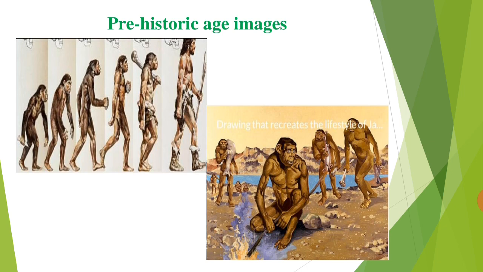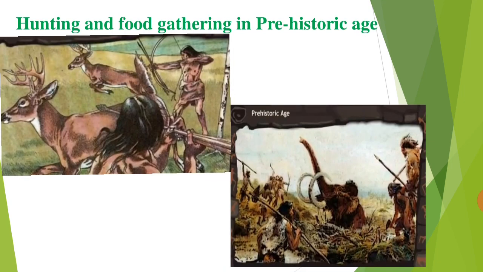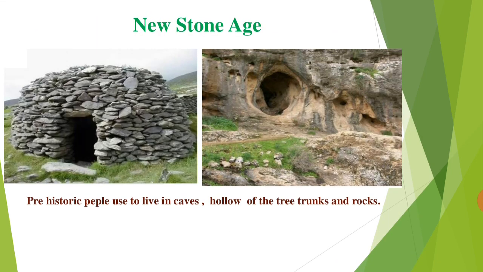Where did the prehistoric man live? Here you can see hunting and food gathering in the prehistoric age. They were using bow and arrows, and they were also able to capture huge animals. The prehistoric people used to live in caves, hollows of tree trunks and rocks. The relics of hunting and food gathering humans are available in Bhimbetka, Hunasagi and Kurnool in India.